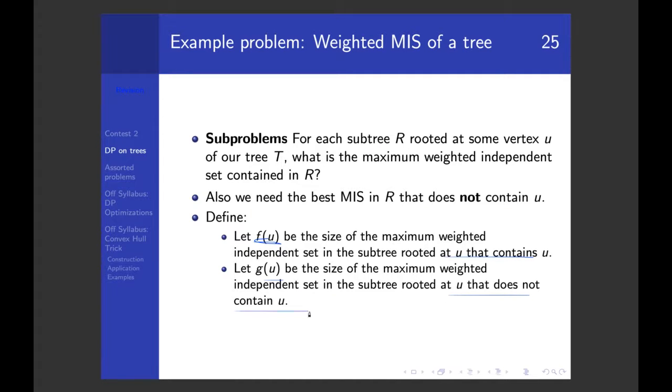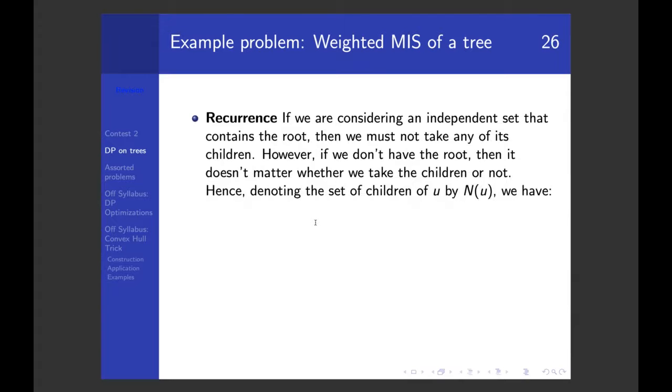So rather than doing can we maybe contain or can we not contain, for simplicity, f of u explicitly means we contain u, and g of u means we do not contain u. Put these together, what is the best one overall? Just a maximum, because there are two options, either include or don't include, and so the best with no constraint over including or not including is just the maximum of both f and g. Okay, recurrence. Let's consider an independent set that contains the root.